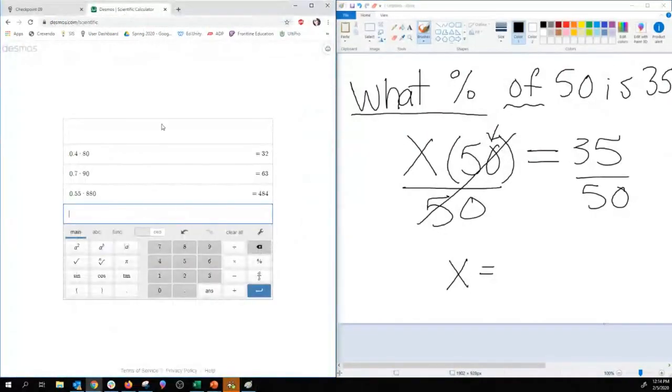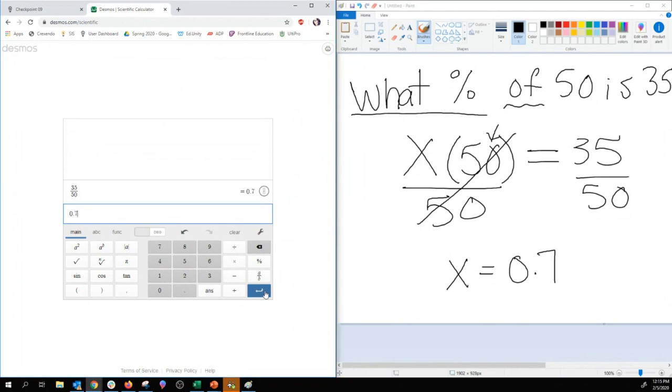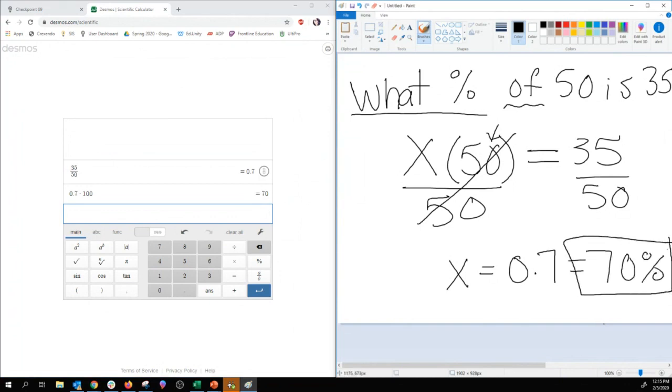So for here, this is where I do that division. So I'm going to do 35 divided by 50, which tells me it is 0.7. But 0.7 is not a percent, right? I'm not done yet. To take this decimal and make it into a percentage, I need to multiply it by 100. So 0.7 times 100 gives me 70%. So 70%.